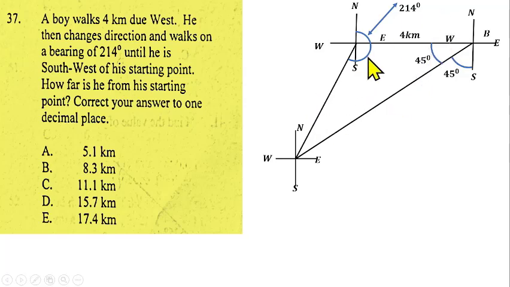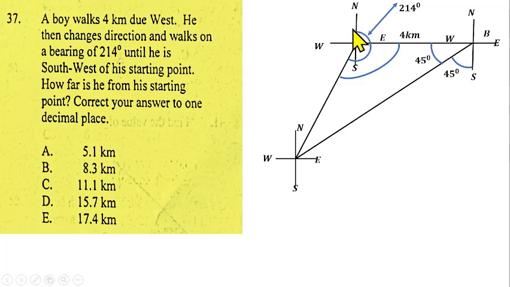So from there we still need the angles inside the triangle here. And how can we get that? We know the angle from the north to this place is 214 degrees. So we can find the remaining angle from here to here, which is the one I labeled with the blue angles.